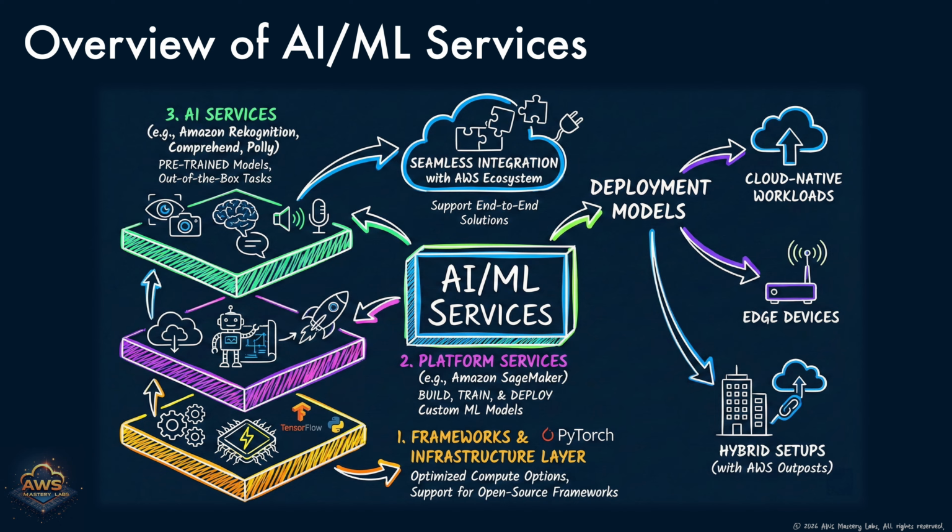AWS also supports multiple deployment models to suit your needs. Whether you're running models in the cloud, deploying them to edge devices with SageMaker Edge Manager, or operating in a hybrid environment using AWS Outposts for on-premise capabilities. This layered architecture allows you to start small with pre-trained AI services and gradually scale into full custom model development and deployment without ever needing to leave the AWS ecosystem.